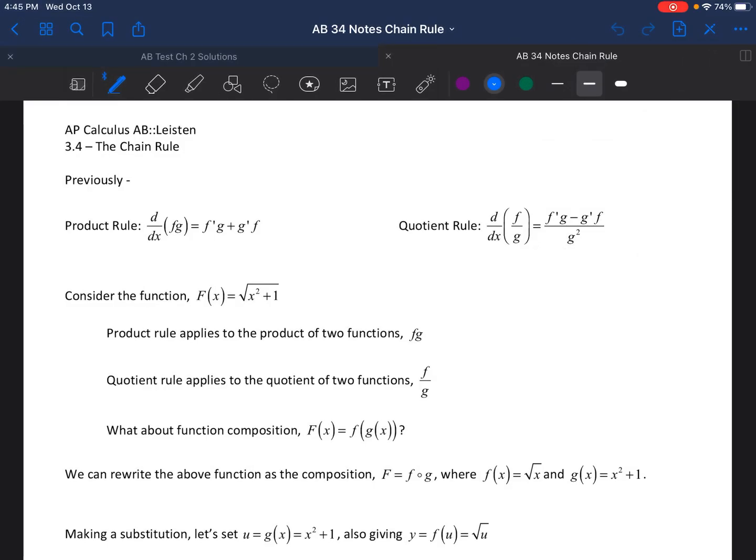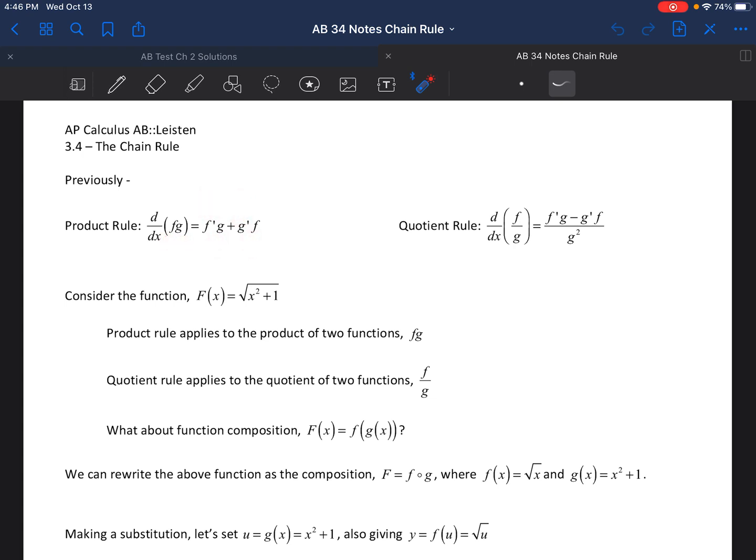The next rule we see in our exploration of derivatives rules is called the chain rule, and this is one of my favorites. It's kind of like the most important rule that we're going to have. Previously, we've seen the product rule, where the derivative of a product is the derivative of the first times the second, plus the derivative of the second times the first.